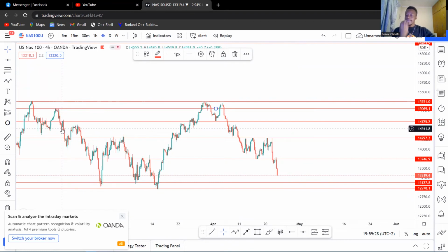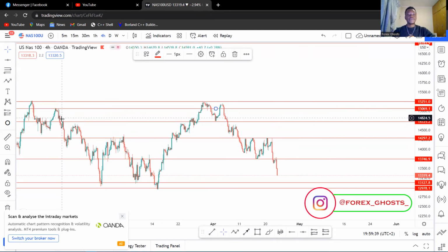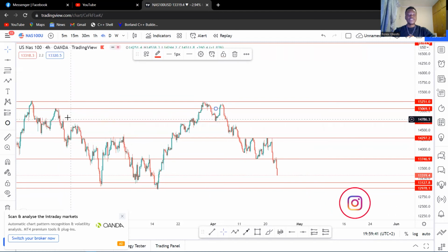As a new floor. And if it breaks support, it will come back and respect that support as a new ceiling. So, support and resistance. When we broke here, we came back for a retest to respect this as a new ceiling, and then we dropped. And from here, what did we create?